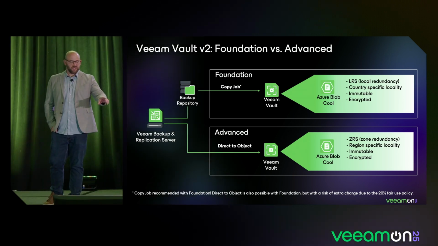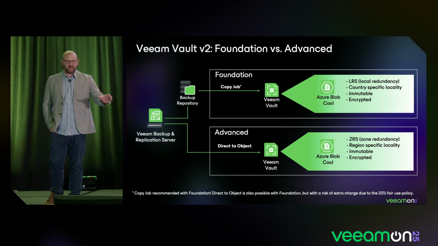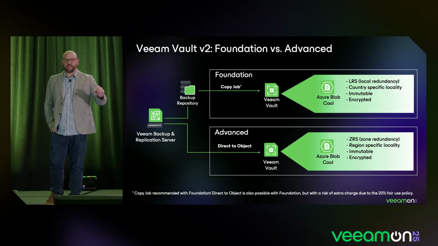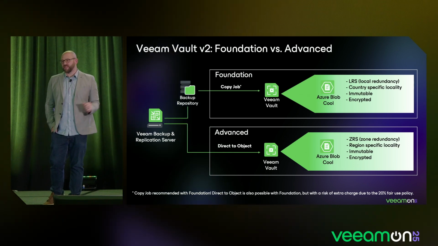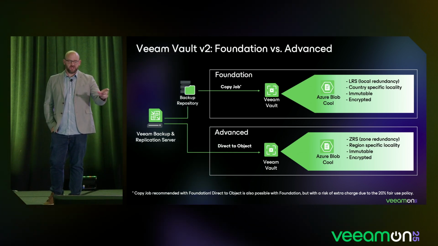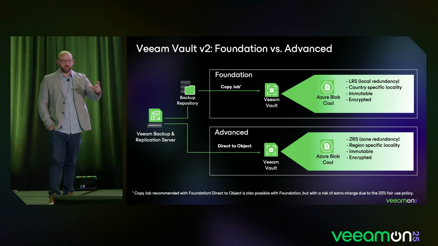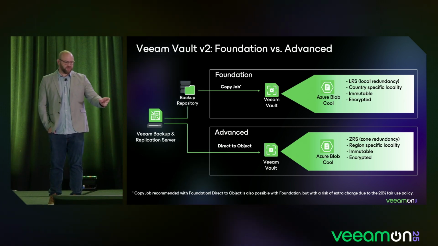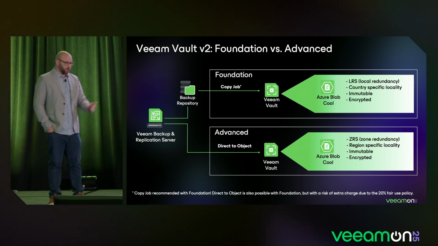So I think this is important here, that this is one choice that you get in terms of Foundation and Advanced. Just because we say copy job, that doesn't mean that you're locked down to that. Just remember that the performance isn't going to be as fast, and it's not going to give you the same redundancy or resiliency on that data. But you could ultimately use either of these for direct to object. Equally, you could use both of them for copy jobs as well.